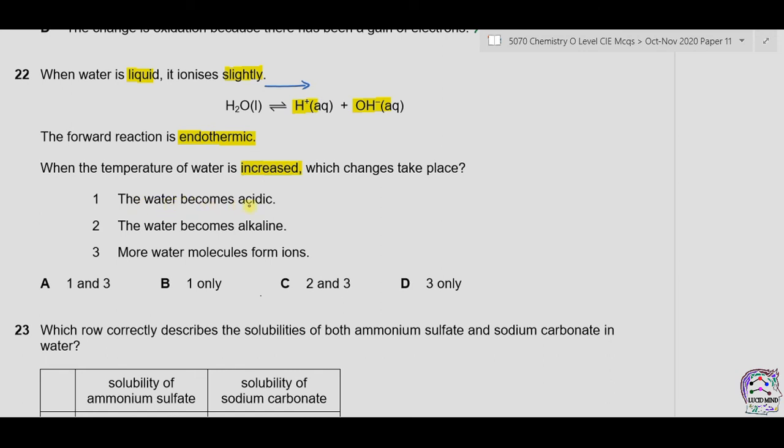Number 1, the water becomes acidic as by ionization of water molecules, equal numbers of H plus and OH negative are formed, so therefore the water does not become acidic, it is still neutral. 2, the water becomes alkaline, again the number of ions is the same, so the water is neutral, not alkaline. 3, more water molecules form ions as the reaction moves in the forward direction, so more H2O molecules will convert into H positive and OH negative ions. So 3 is correct, as only option 3 is correct, the answer is D.